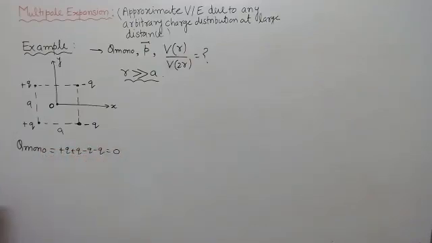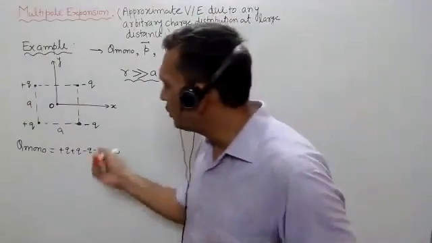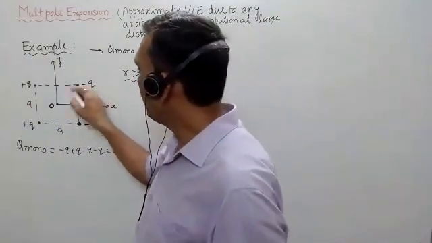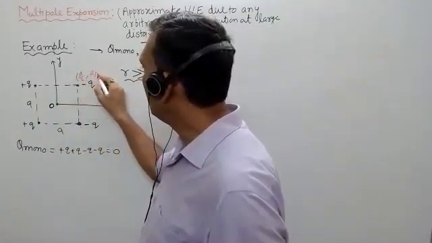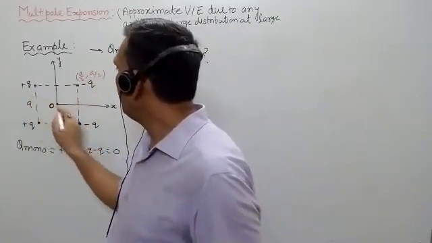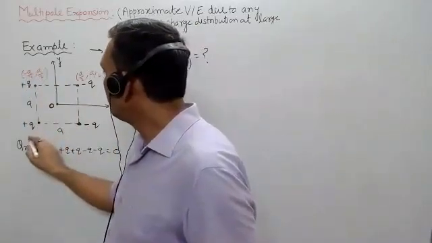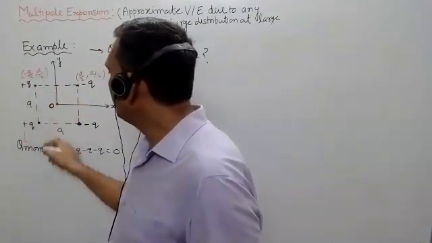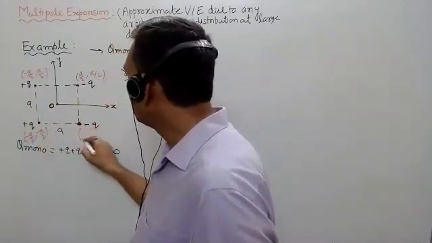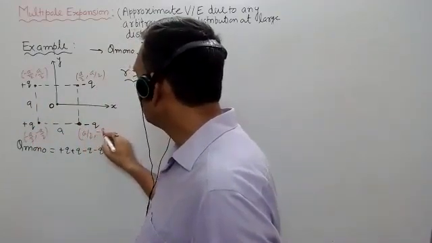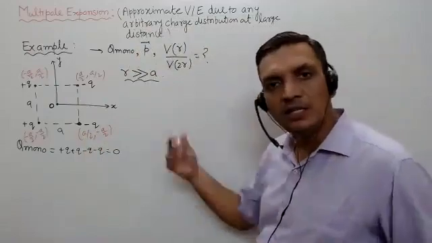Q mono is 0. Now, if you want to find the dipole moment, you must know the position vector of each point. So this point is a by 2, a by 2. This point will be minus a by 2, a by 2. This point is minus a by 2, minus a by 2. And this coordinate is a by 2, minus a by 2. So you know the position vector of each charge.